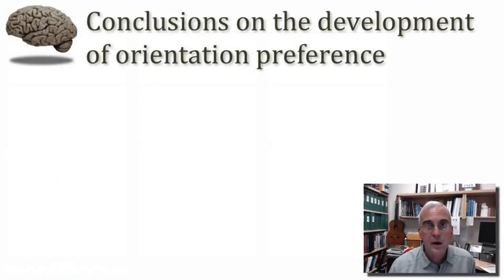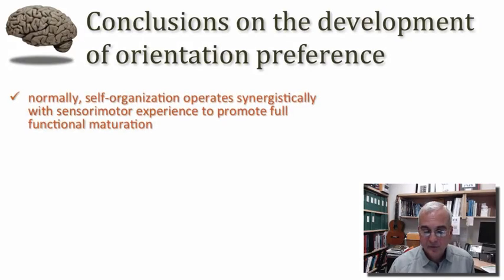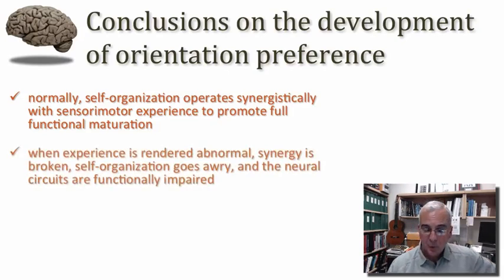I think we can make some provisional conclusions based on these experiments looking at the development of orientation preference. What we've learned is that normally circuits in the visual cortex self-organize, and they operate synergistically with normal sensory motor experience. And this synergy promotes the full maturation of these circuits. However, when experience is rendered abnormal, then this synergy is broken, and self-organization goes awry. The neural circuits that develop as a consequence are functionally impaired.